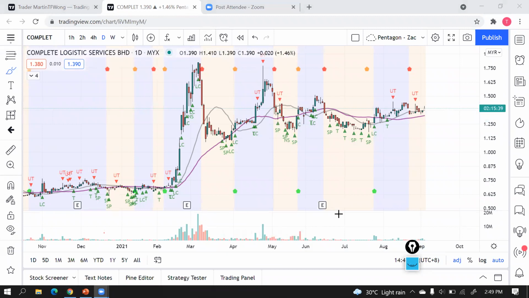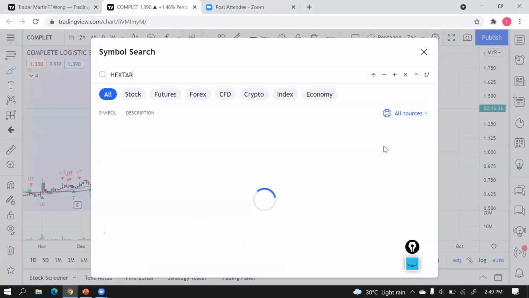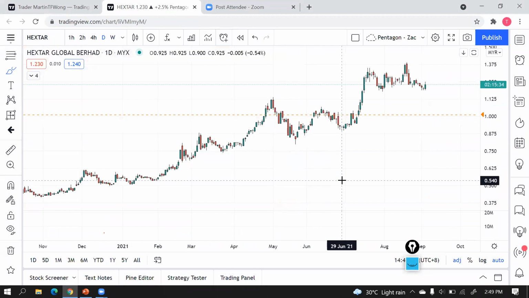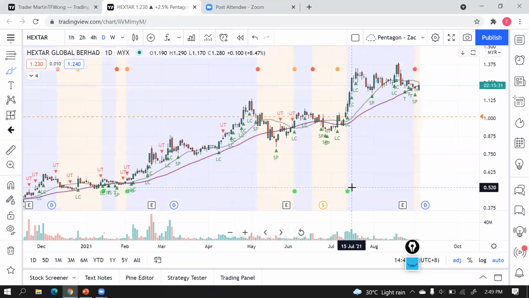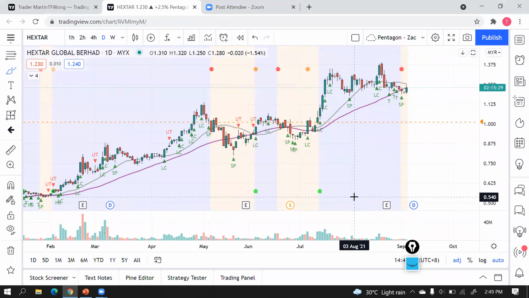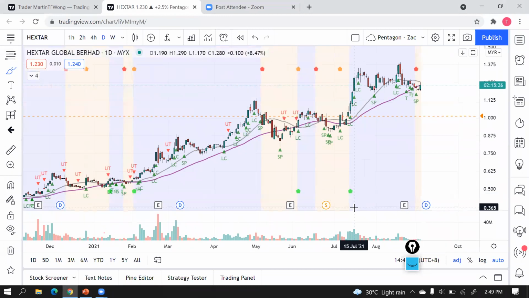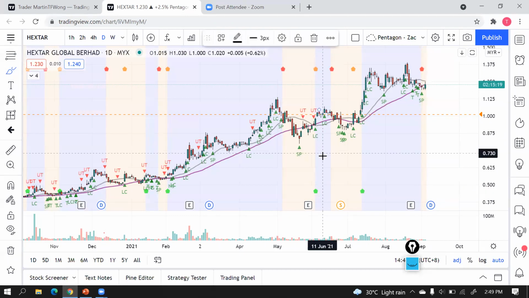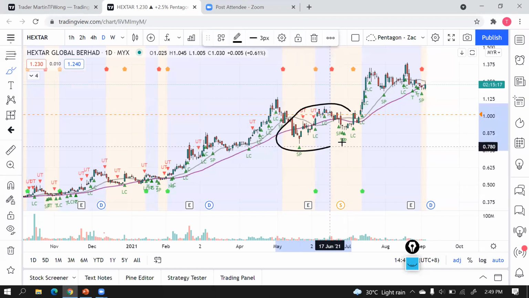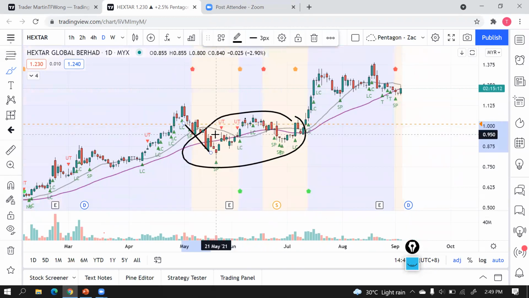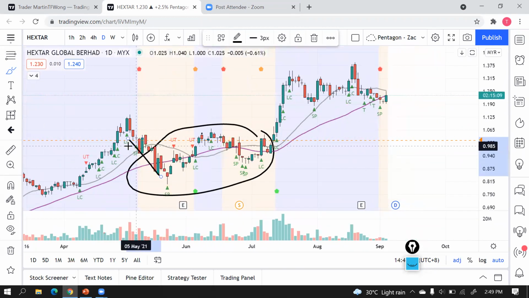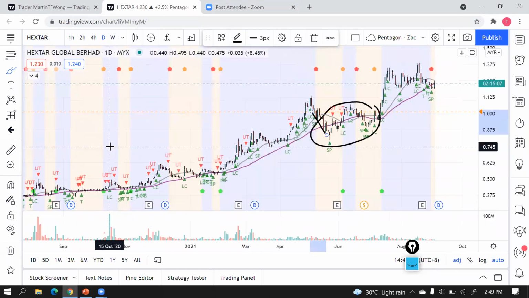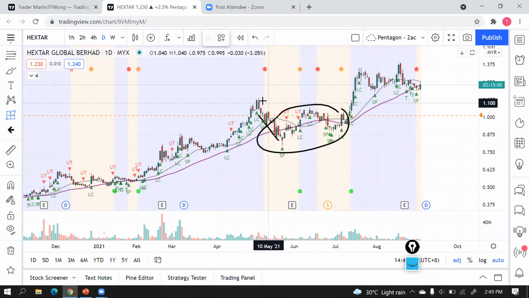Okay, let's try Hexstar. Hexstar now dropped a little bit on the 2040s, huh? But I think overall it's not that bad. Maybe a reaccumulation like this is expected. Sometimes it drops a little bit, but here, if you realize, it doesn't come with a strong weakness bar.